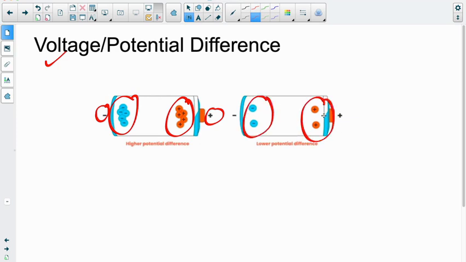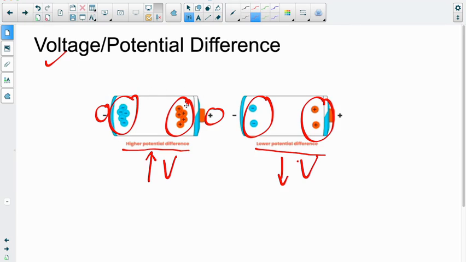Now, if you compare the two batteries that I've shown you here, this one has fewer charges, so 2 negative and 2 positive in this case. And you can see that this is giving you a higher potential difference, this is giving you a lower potential difference. That essentially translates to a higher voltage battery and a lower voltage battery. So if you have charge separation, you have potential difference, and you have voltage.